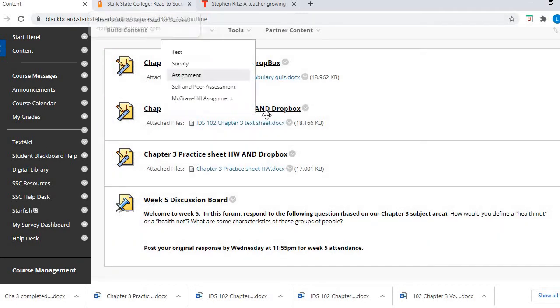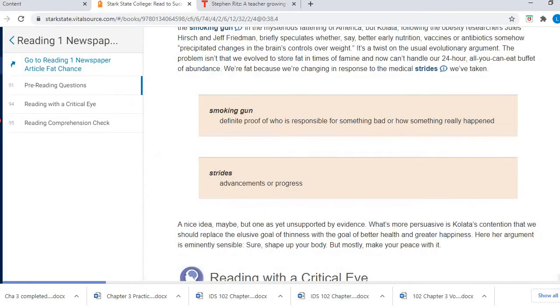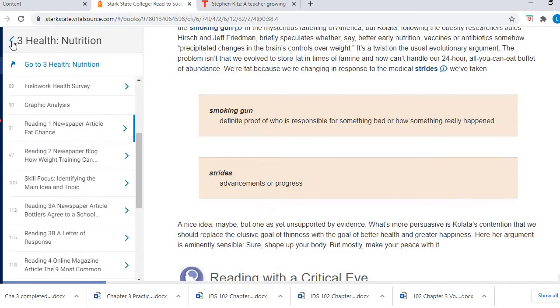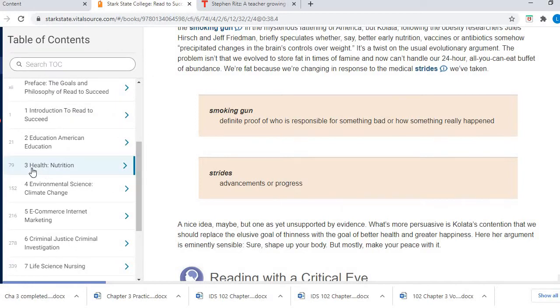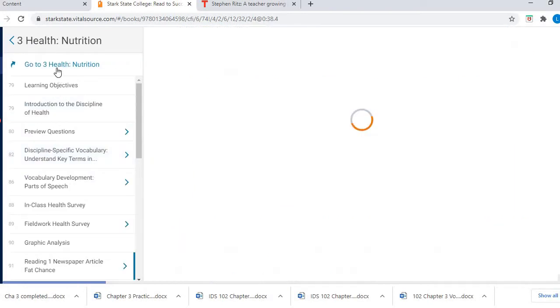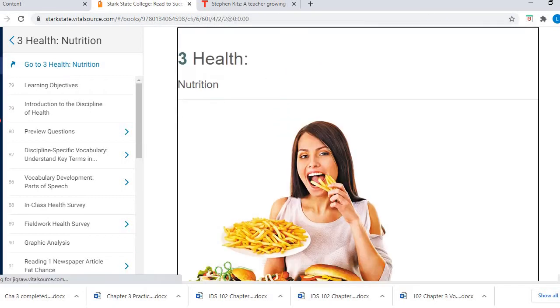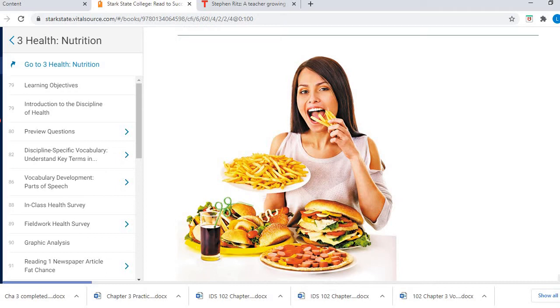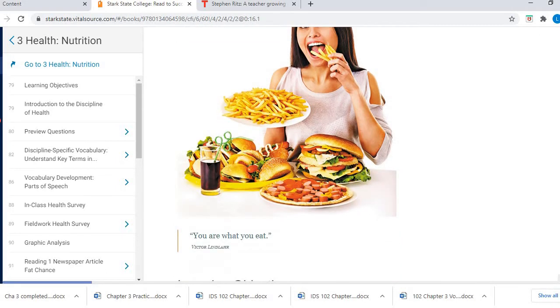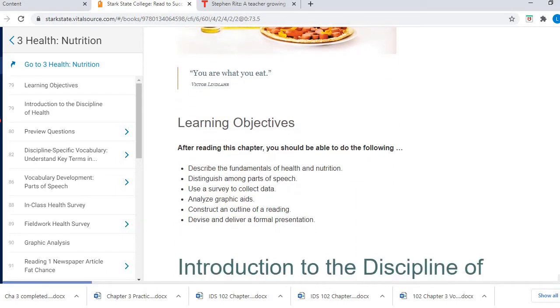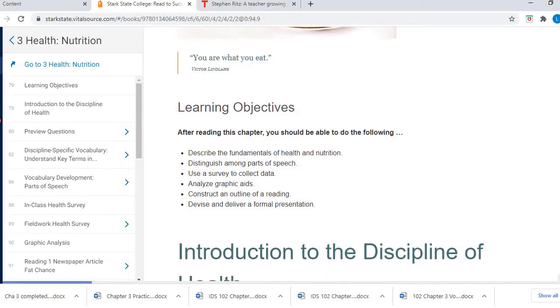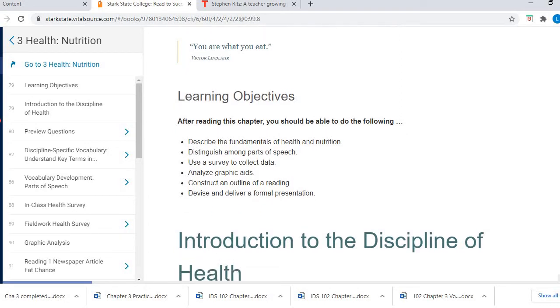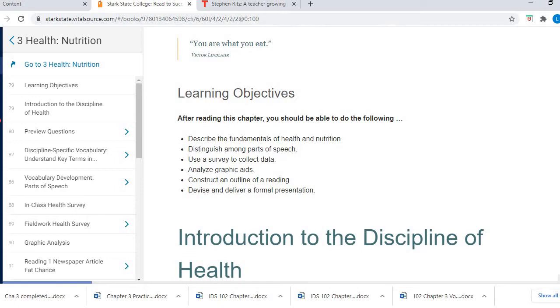So let's go ahead and take a look at the introduction to our chapter 3 over health. Here is our introduction picture, a young lady eating all of the fries and all of the food. It says you are what you eat. Here are our learning objectives of the chapter, and hopefully if you are a health or nutrition major, this will catch your attention a little bit more. As we go throughout the semester, hopefully all of you see your major embedded somewhere in these disciplines.